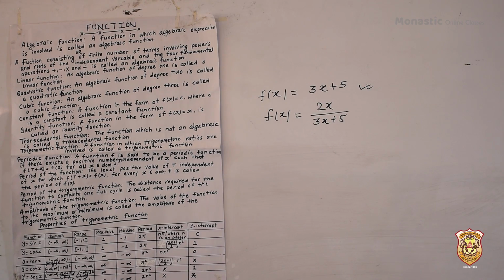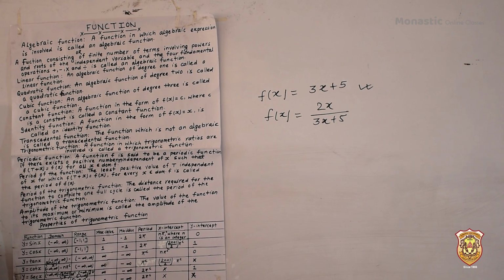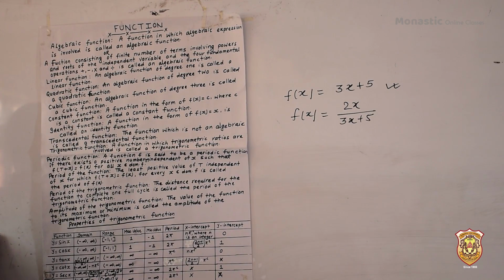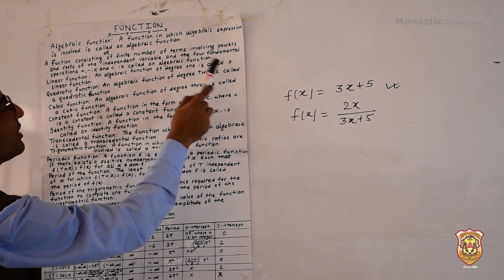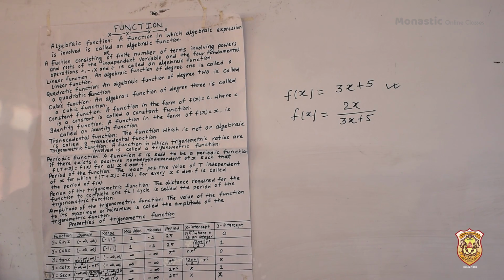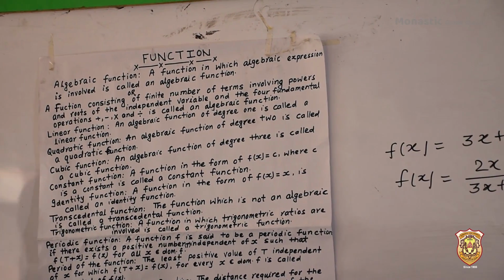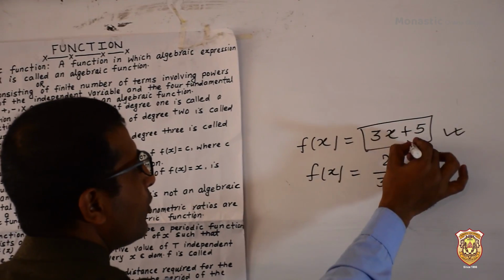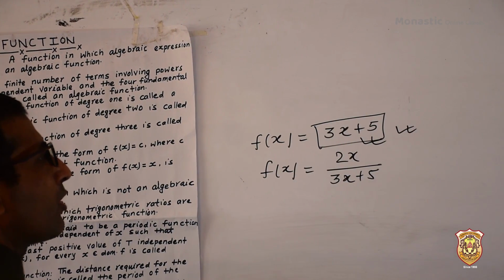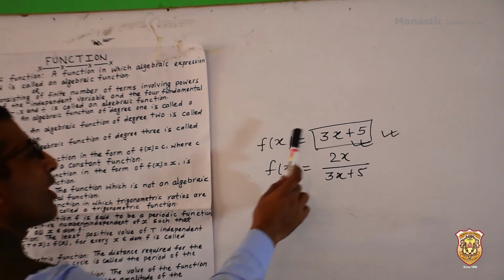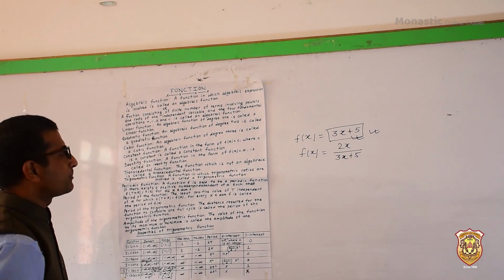Linear function now. This linear function is an algebraic function in which degree is 1. So we can define an algebraic function of degree 1 is called a linear function. In this example, what you can see, here it's an algebraic function and its maximum power of variable is 1. So that's the example of a linear function. To be a linear, it must be an algebraic.